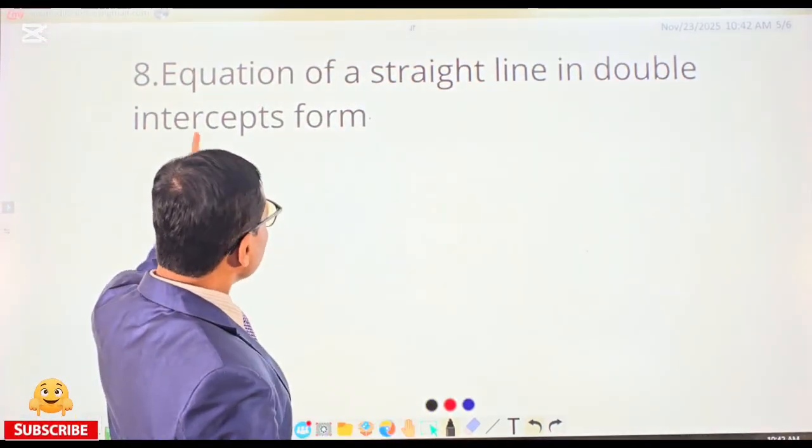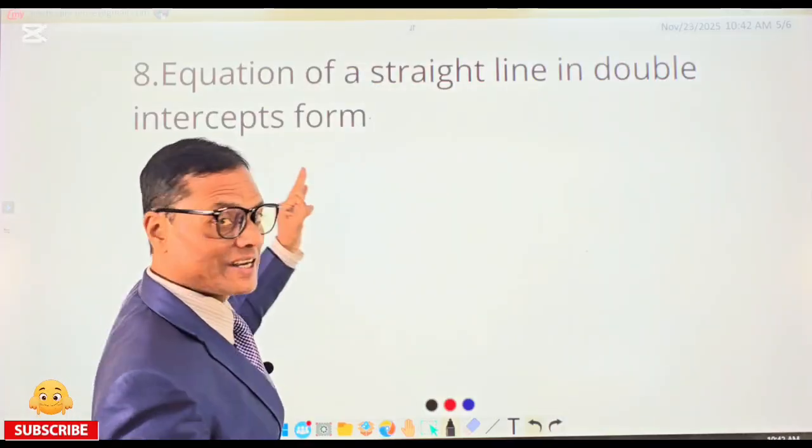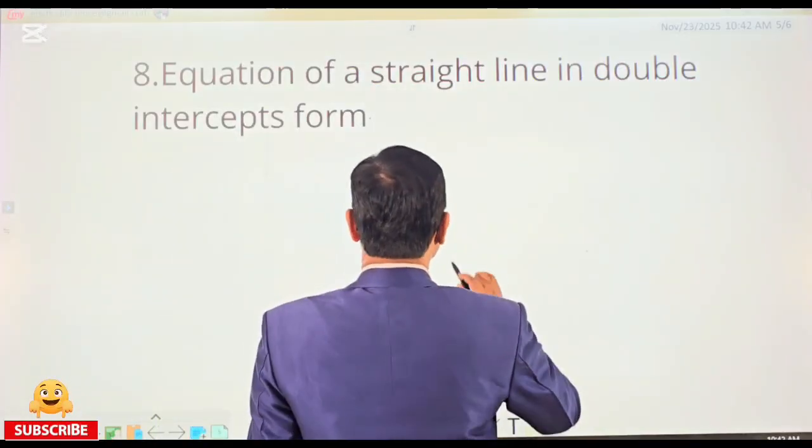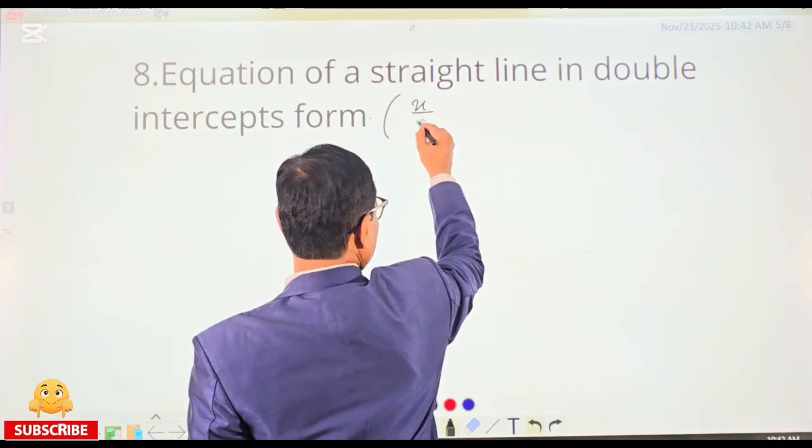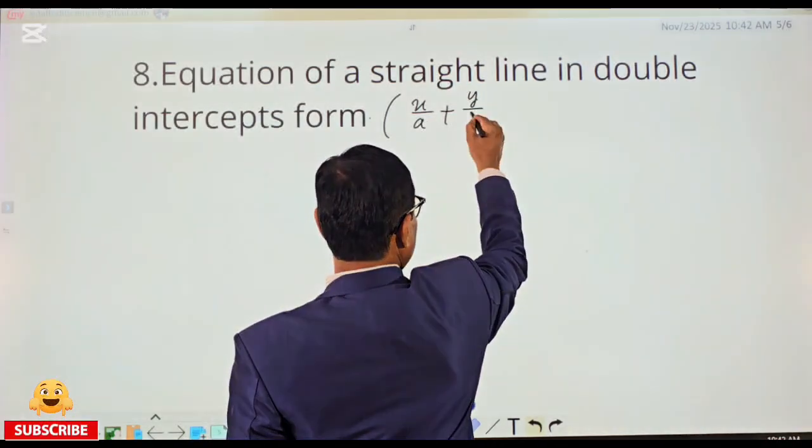Next is the equation of a straight line in double intercepts form. Double intercepts means x by a plus y by b equals 1.